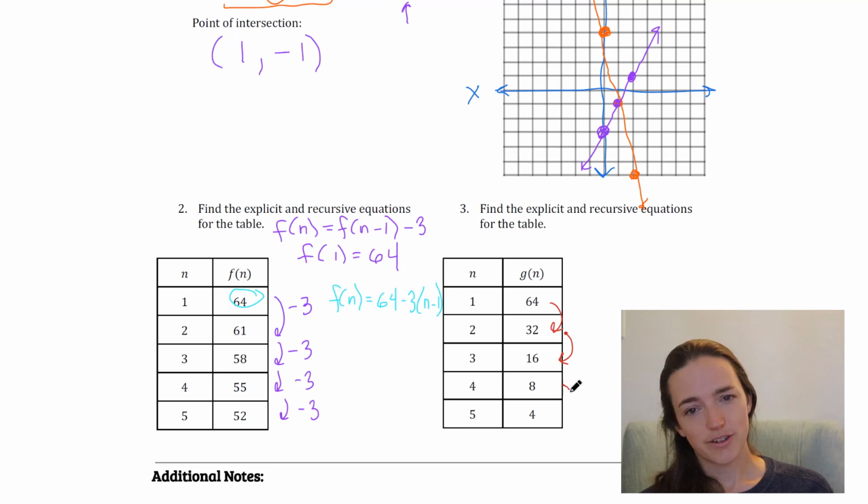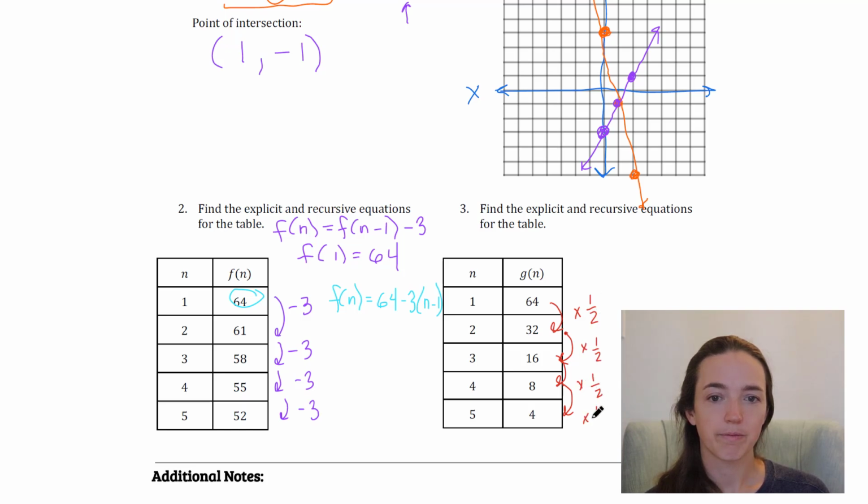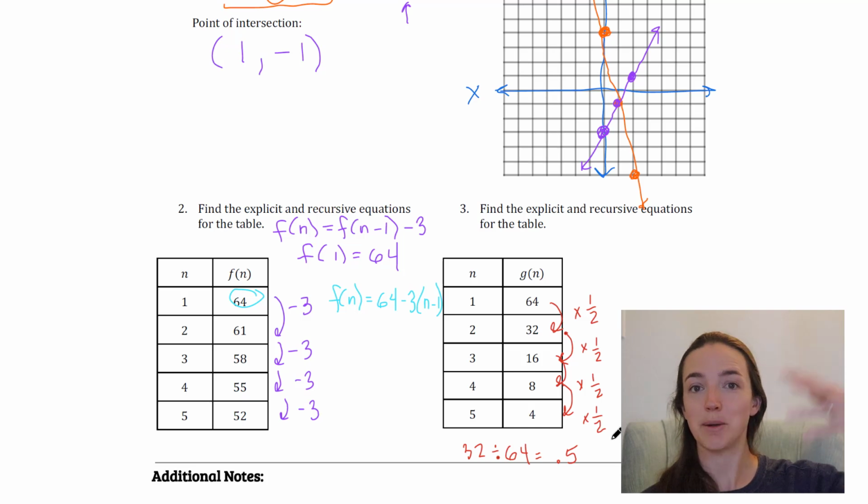If I look down here, 4 is half of 8. Oh yeah, 8 is half of 16, 16 is half of 32. Okay, so this is times a half. If you can't see that just by looking at the numbers, you could try plugging into your calculator 32 divided by 64, and you should get 1/2 or 0.5. You can also look at the pattern backwards. If it was 4, 8, 16, 32, it'd be times 2. So backwards, it's a half.